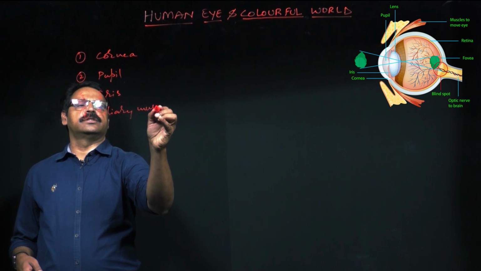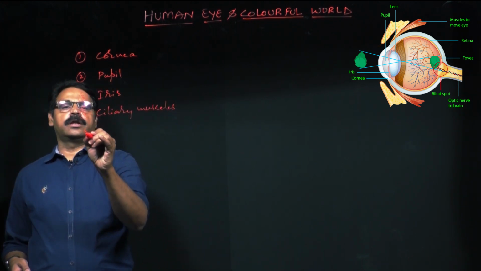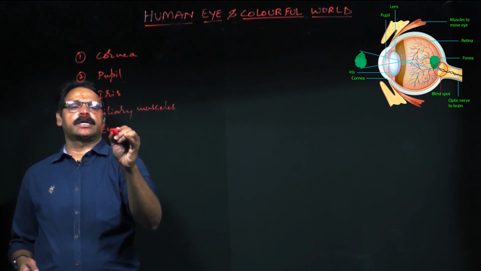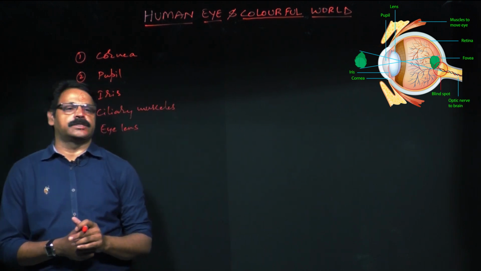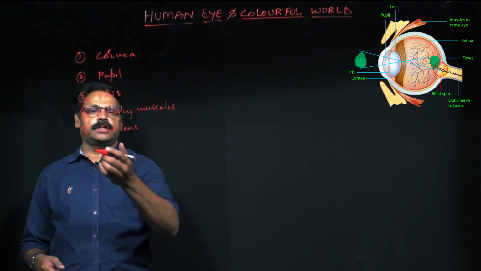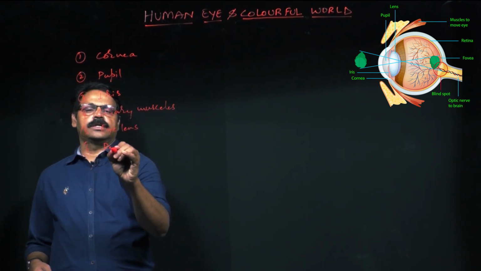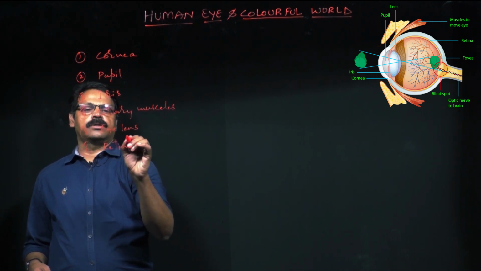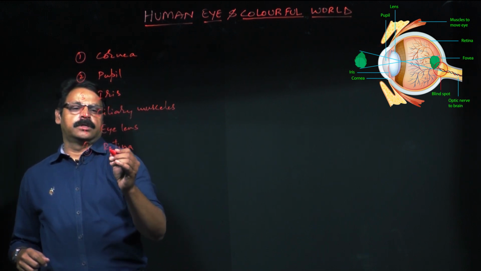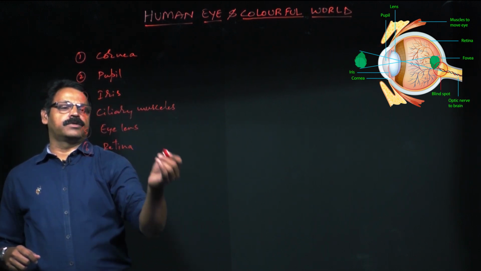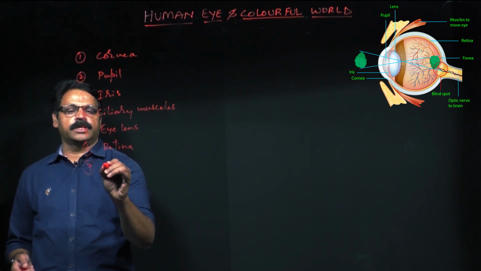These ciliary muscles will contract and expand so that the eye lens can be either contracted or expanded. That means its focal length can be varied. After this eye lens you have the retina. Retina takes the information and sends it to the optic nerve, and the optic nerve carries the electrical signal to the brain.